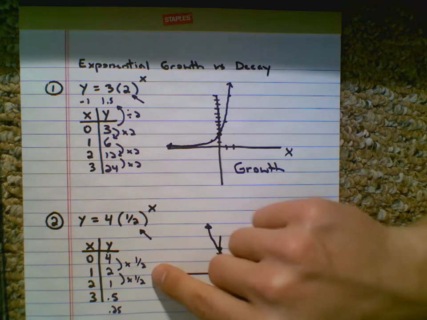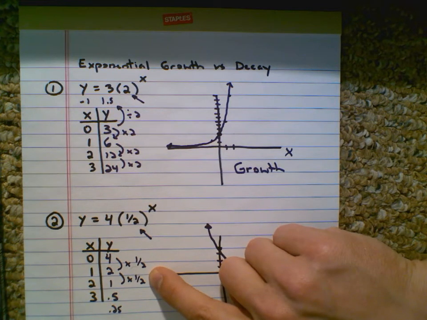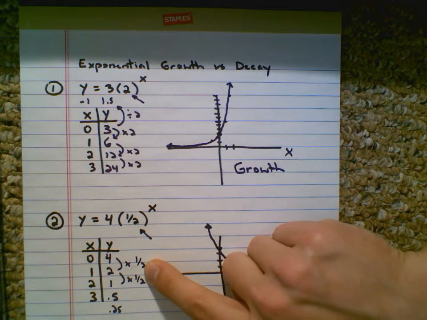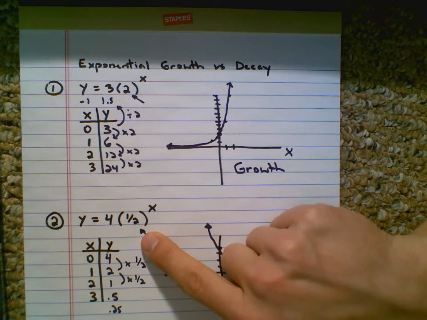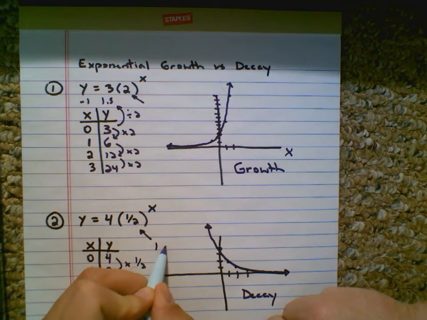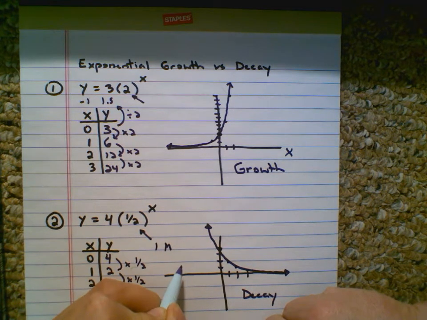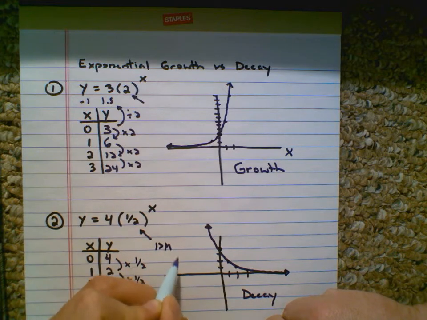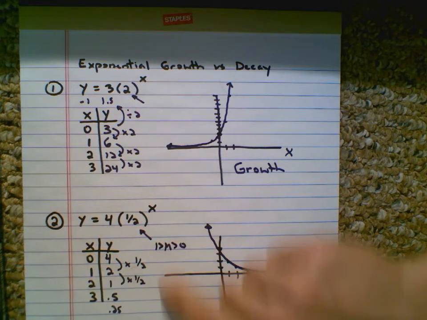If it is a fraction that's less than 1 but greater than 0, the thing is going to decay. So like a half or a fourth or a third. I'm going to call them M for multiplier. Any numbers that are less than 1 but greater than 0 is going to decay.